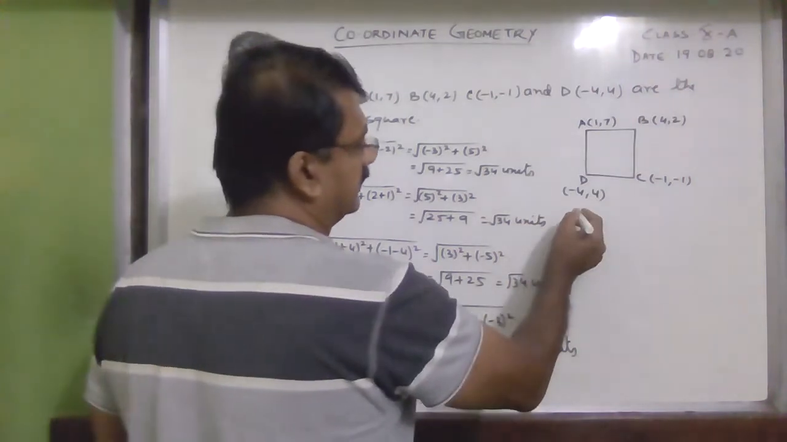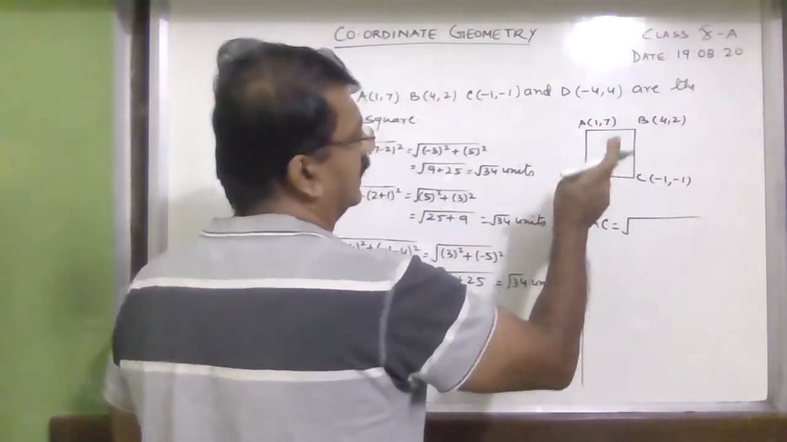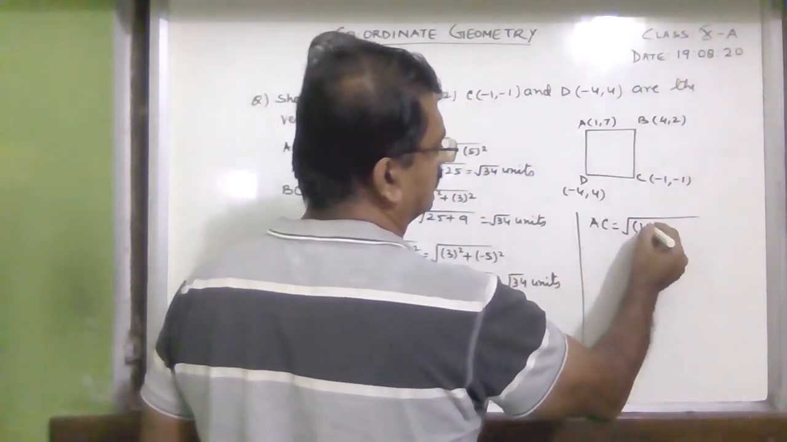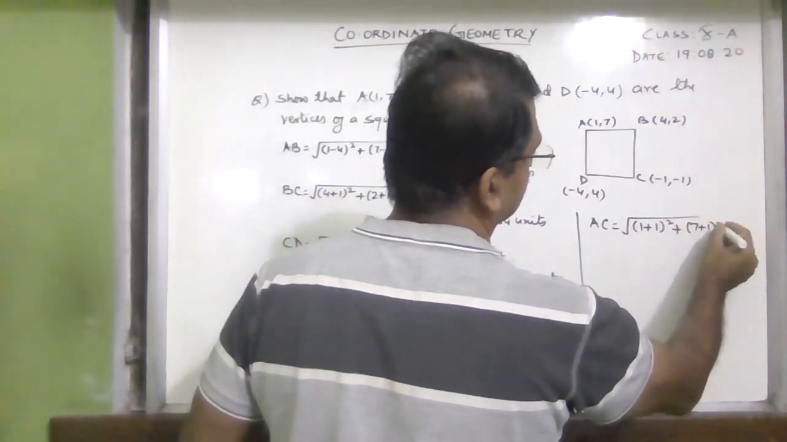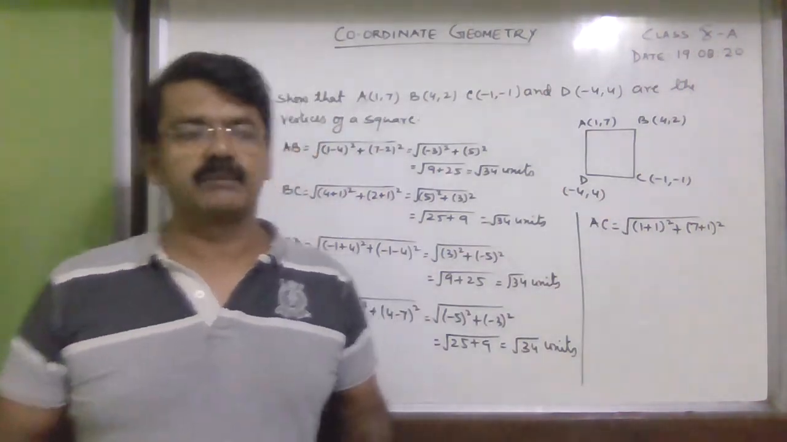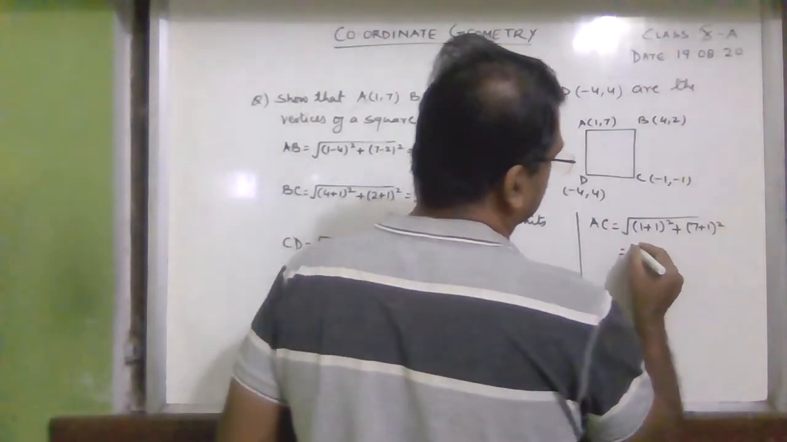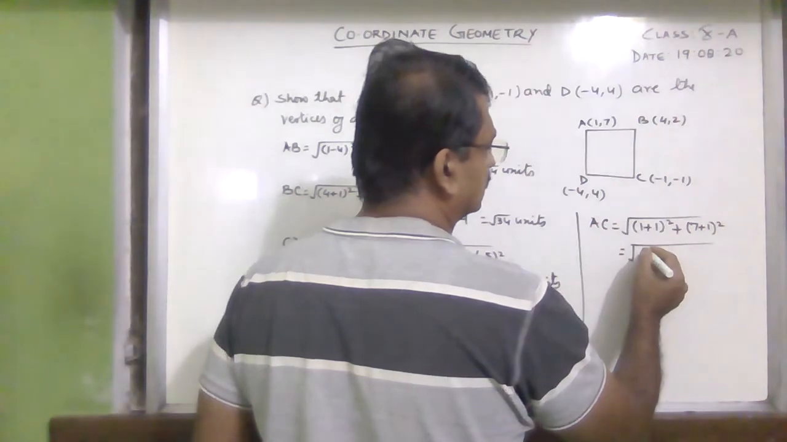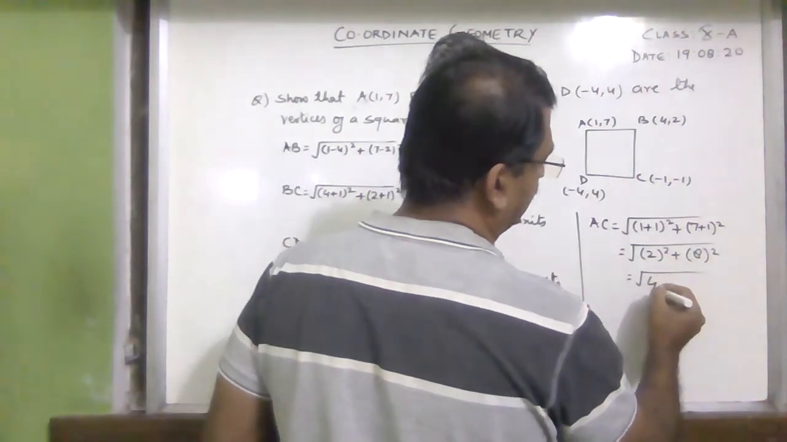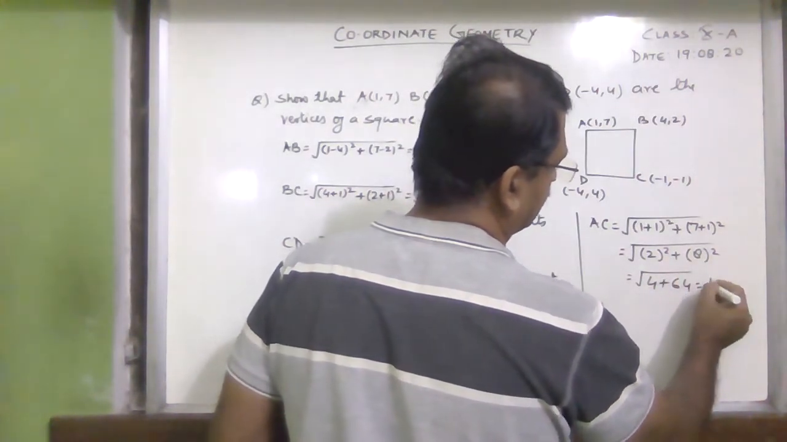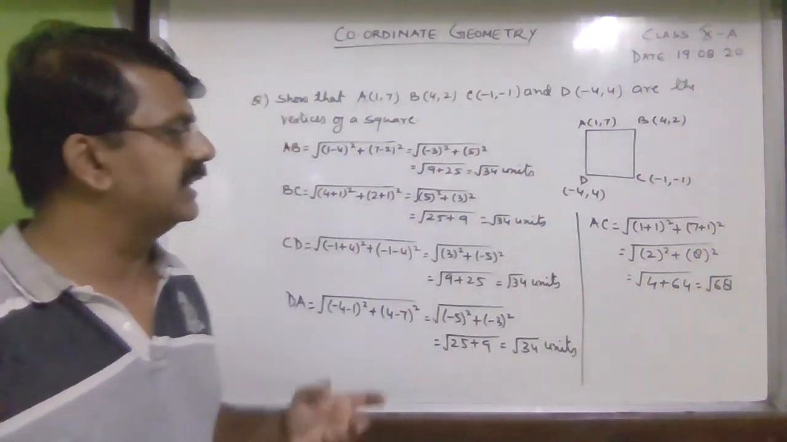So now the diagonals. So first of all we will find AC. That is 1 minus minus 1, so 1 plus 1, and 7 minus minus 1, 7 plus 1. Okay? 1 plus 1 whole square and 7 plus 1 whole square. Now 1 plus 1, 2 square. 7 plus 1, 8 square. 4 plus 64. So it is root 68. So you can see we have found that length of AC is root 68.